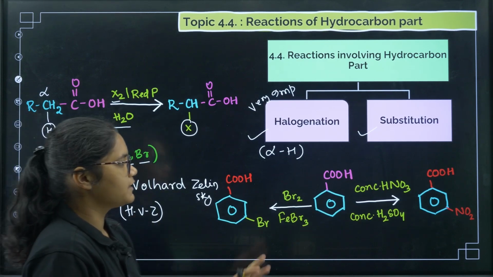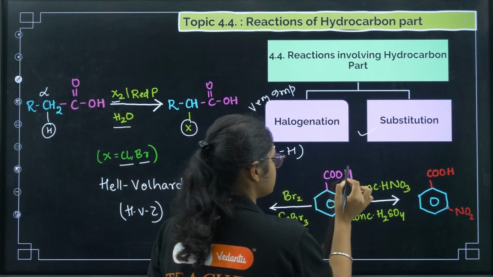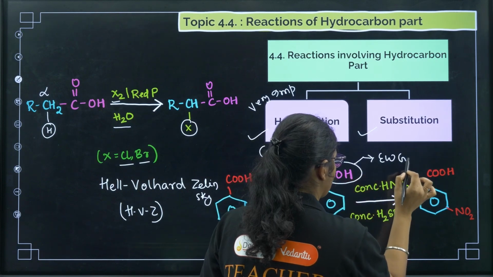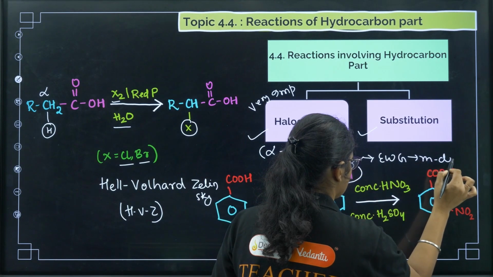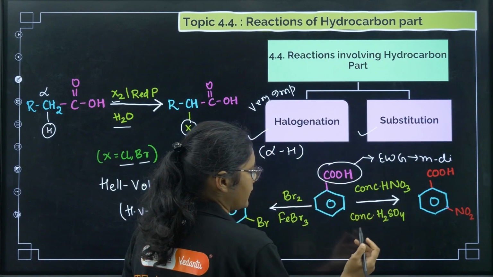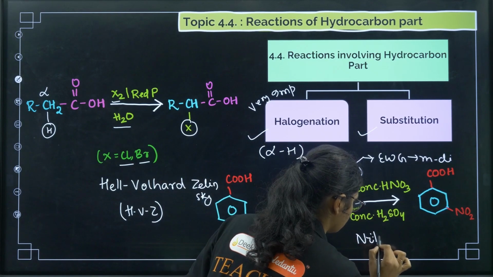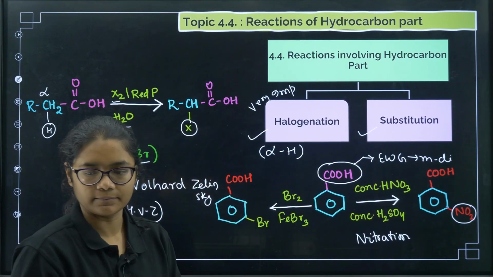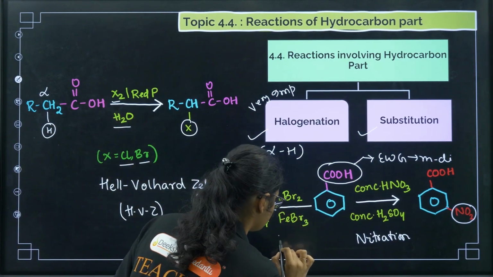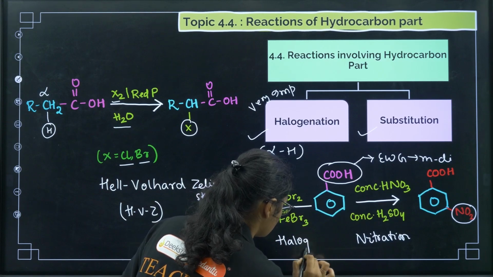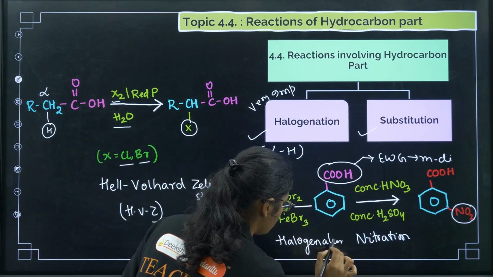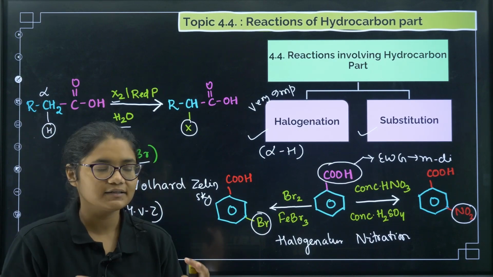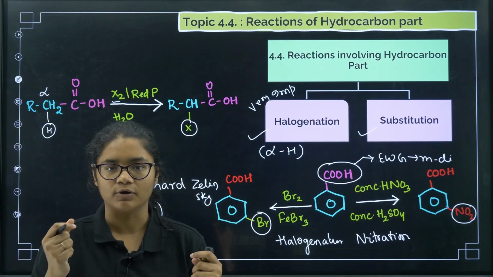And next one is substitution. So the COOH group, you should remember, is an electron withdrawing group and that is why it is a meta directing group. If you use concentrated HNO3 and H2SO4, this is nitration, right? So NO2 group is added at the meta position. Similarly, if you do Br2/Fe, this is halogenation, addition of a halogen group. So again Br is added at the meta position. So these are the different reactions of your carboxylic acid.